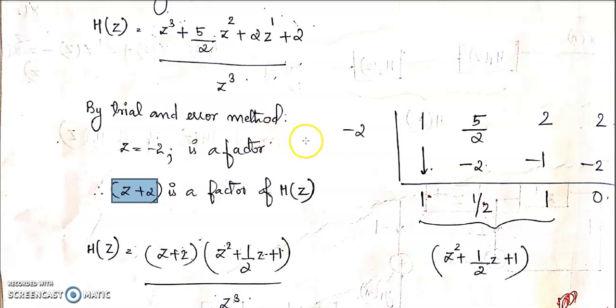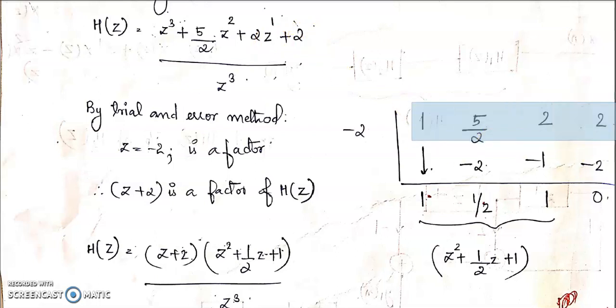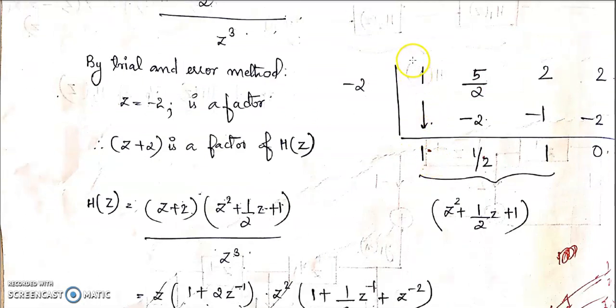How can we do that? First of all, we find one factor, that is minus 2. Then we represent the polynomial coefficients, that is, z cube plus 5 by 2 z square plus 2z plus 2, and we write the coefficients here. Then what is the next step? The first coefficient is taken outside, that is 1. Next we multiply 1 with this minus 2. You will get minus 2.